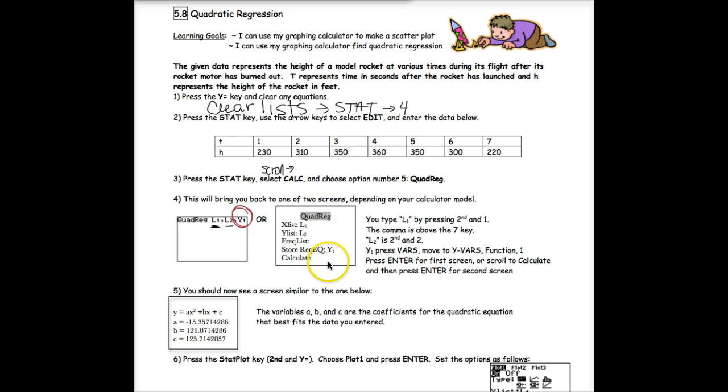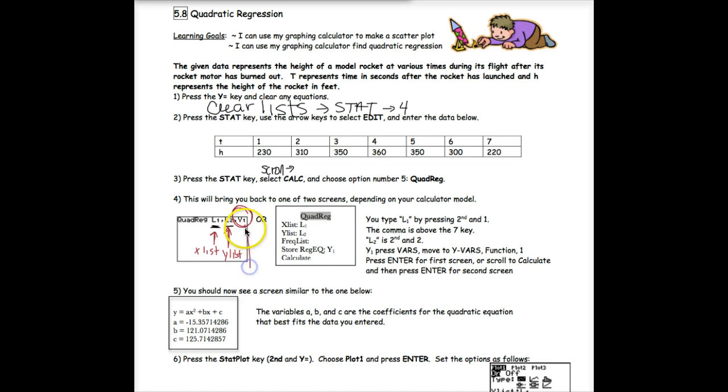So in the newer calculators, it's easier because it actually tells you what it is. So it says X list L1, Y list L2, store regression equation in Y1. But with the older models, you just have to tell it in order. This is what the X list is. This is what the Y list is.